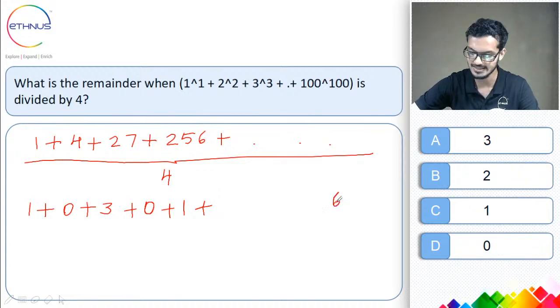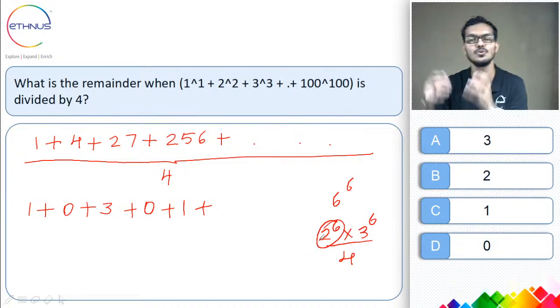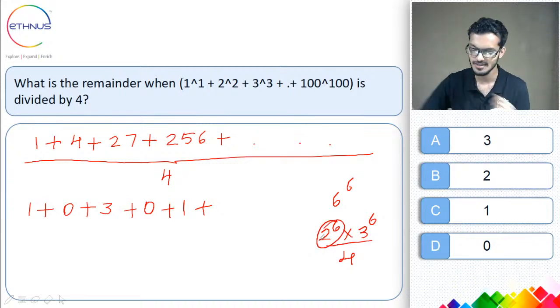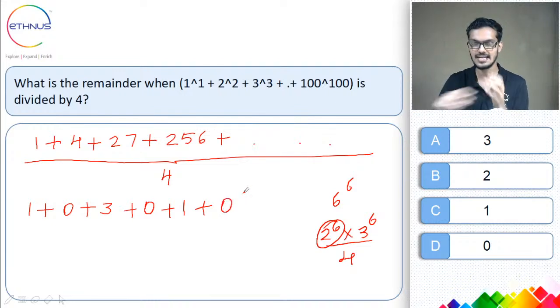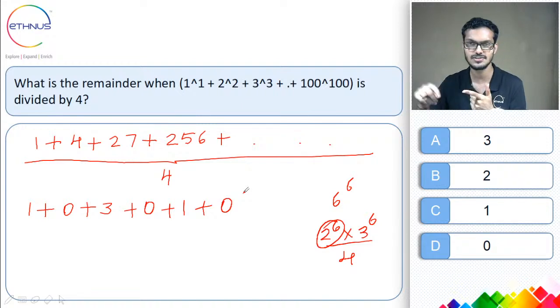So 6 to the power of 6 is nothing but 2 to the power of 6 into 3 to the power of 6. When you divide by 4, 2 to the power of 6 definitely gives remainder 0. So you'll have remainder as 0. I'm just telling this, you don't have to do the entire calculation. Now you would have got the pattern here. It is 1, 0, 3, 0, plus 1, 0, 3, 0. It goes on in that way.